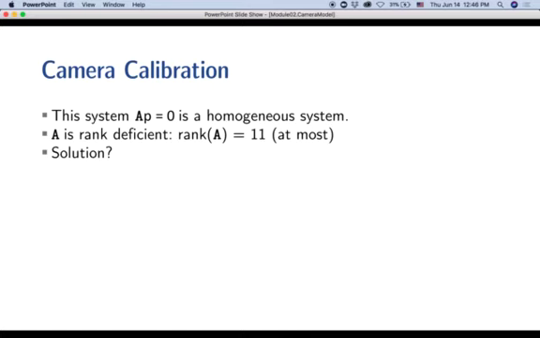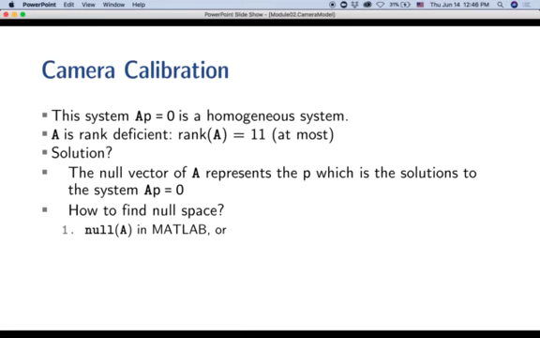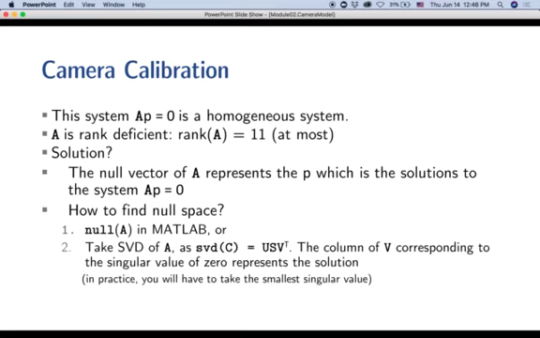So what's the solution to this? You already said that. I could just find the null vector of A. The right null vector of A is P, which is the solution of AP is equal to 0. How do I find this null vector? I could do SVD. I could either just do null of A in MATLAB, or I could do SVD of A.